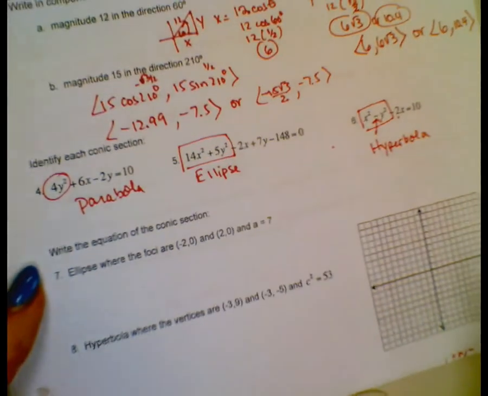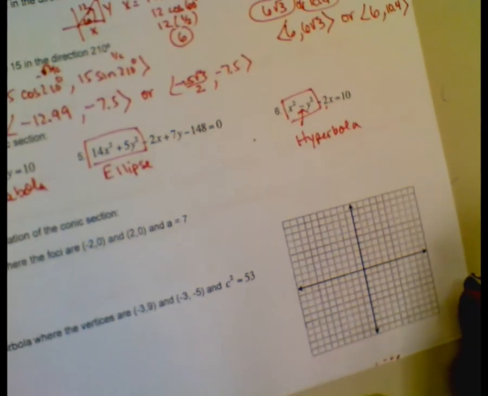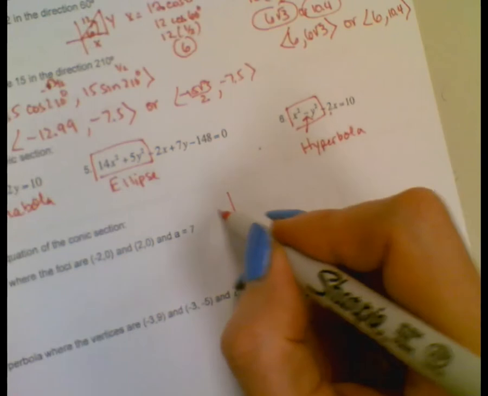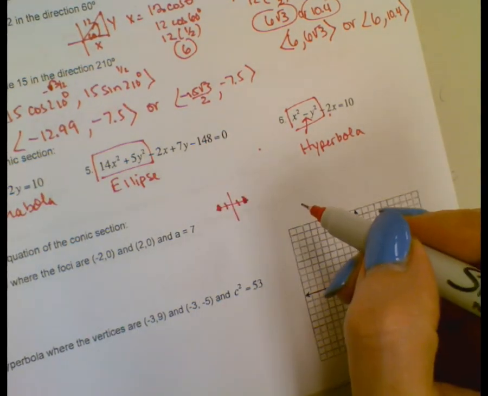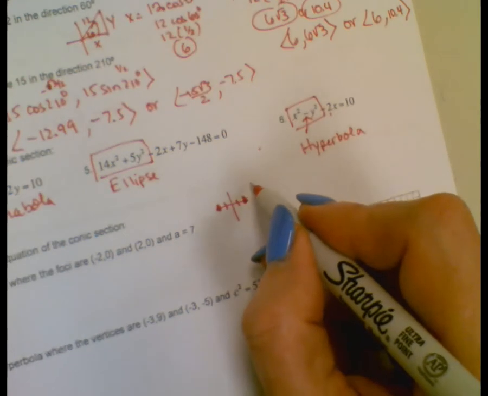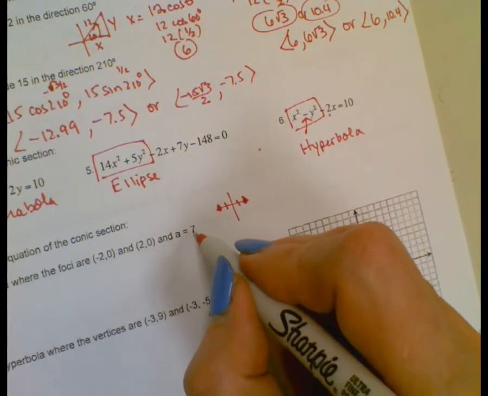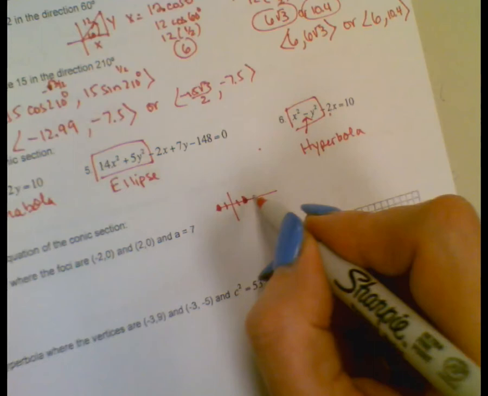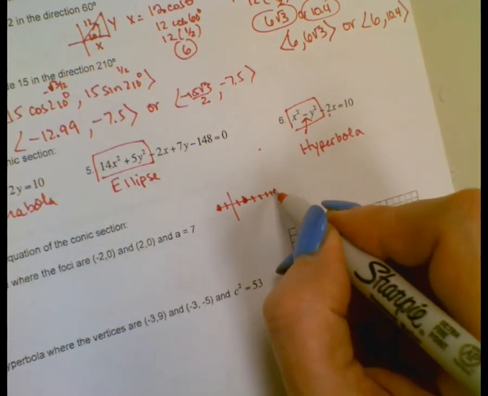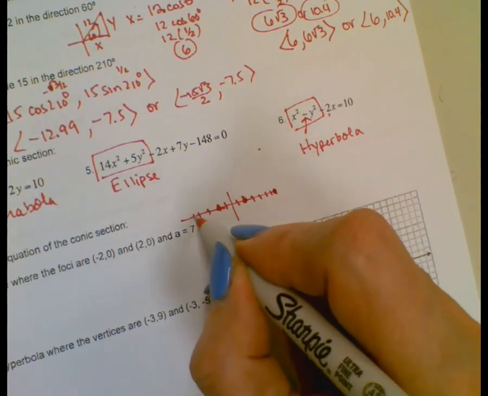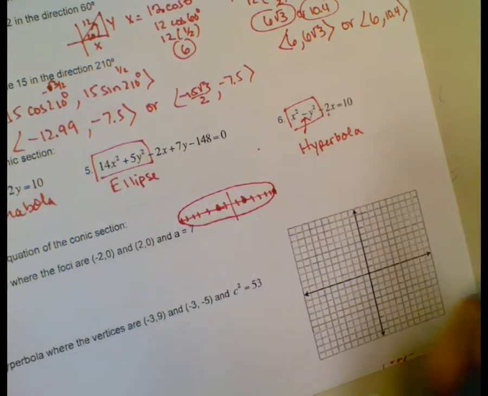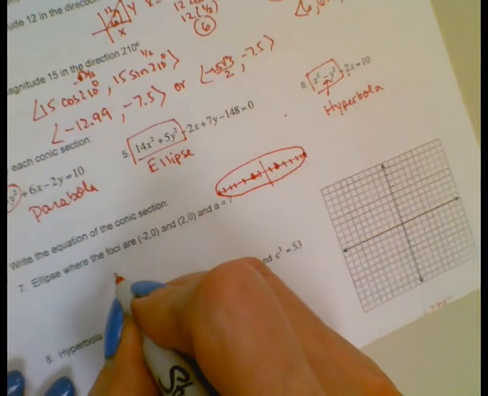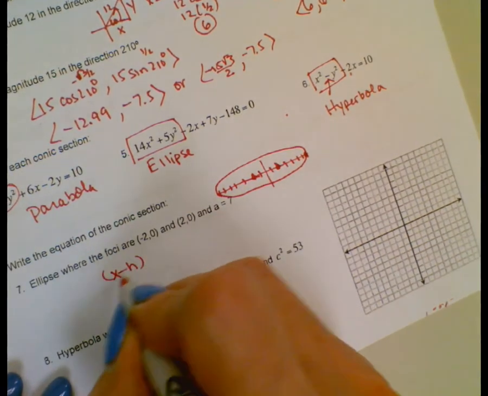Write the equation of the conic section. Okay. So it says foci are negative 2, 0, and 2, 0. So I know already that the ellipse has to go this way. And then it says one of the vertice numbers is 7. 3, 4, 5, 6, 7. So the vertice is going to go all the way out to 7. So it's going to look something like this. So we need to write the equation of it. So it's an ellipse that is in this form.